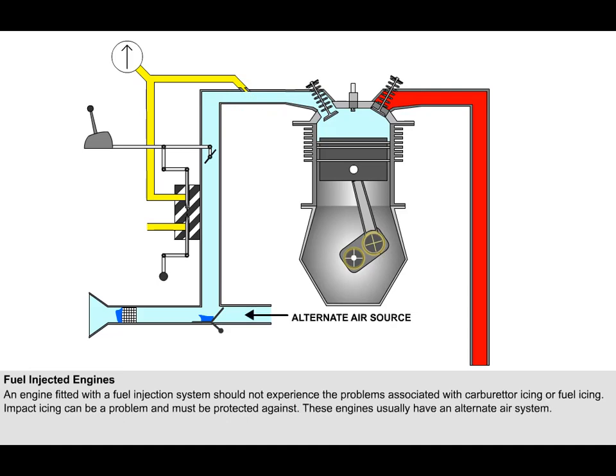These engines usually have an alternate air system, where a supply of warm air from inside the cowlings can be selected if icing is suspected.